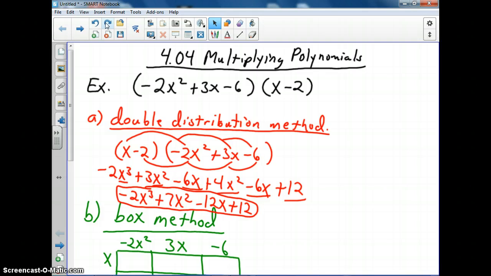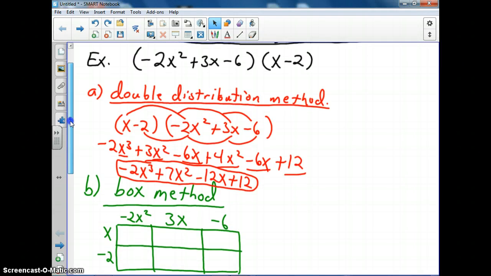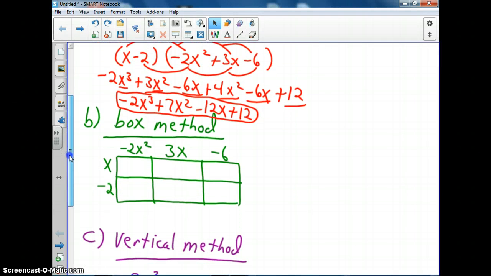Everybody understand how to do double distributive? Once again, if you like that method, use it. If you don't, use another method. Now the method you don't see on the paper that you got right now is the box method, which I like so much because it spreads it all out and makes it easier to see things. But that's just my preference. You've got to do what you need to do.